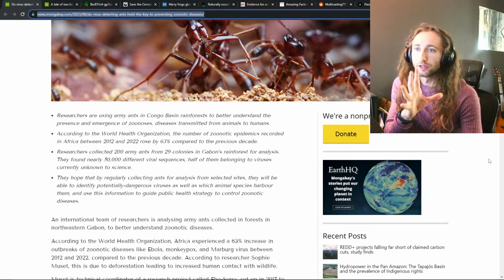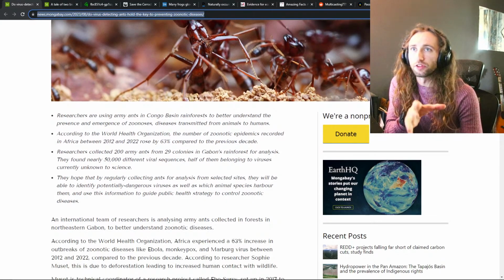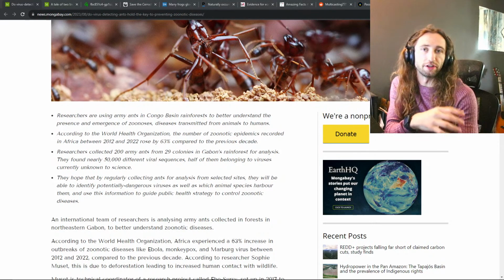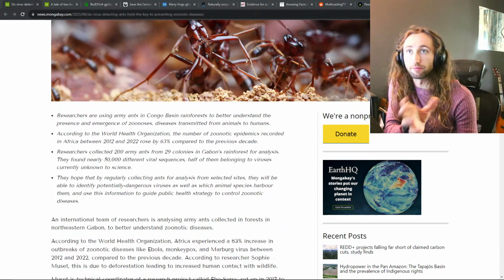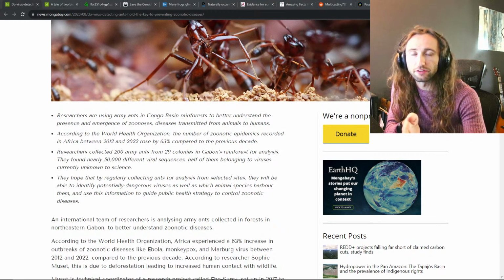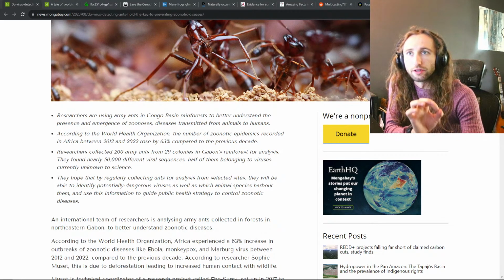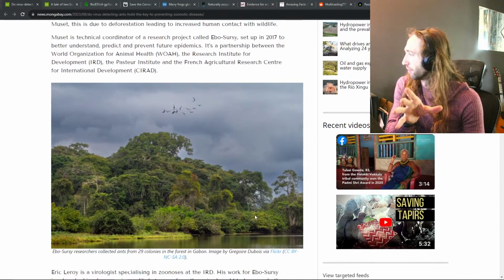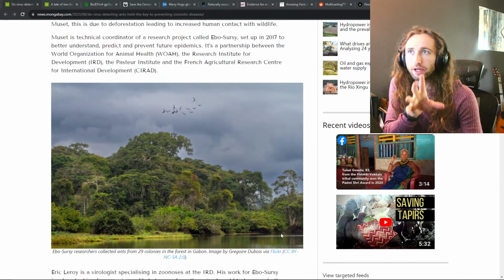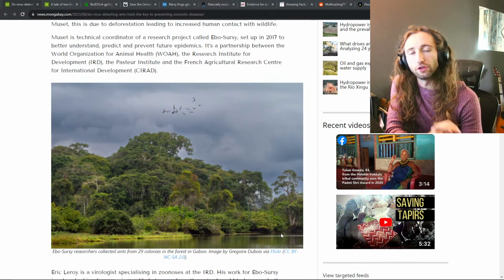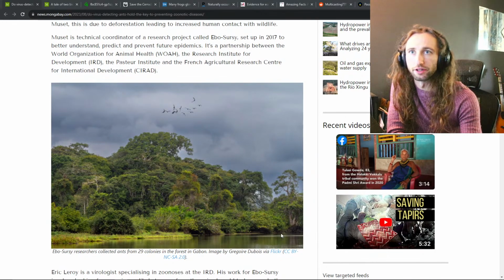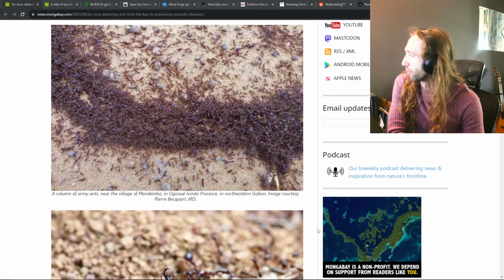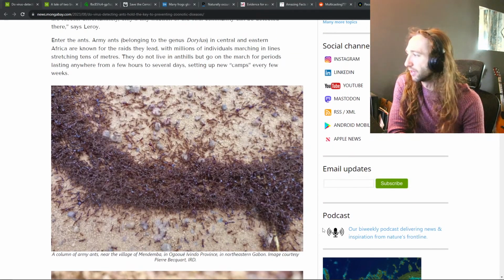So, if we break down what this article is actually getting into, it discusses a study that found that certain species of ants may help us to find and detect zoonotic diseases. But how can they do that? So this story takes us to Gabon, out in Africa. And it is a very interesting way of using ants to detect zoonotic diseases. What we're looking at are these army ants. These are in northeastern Gabon.